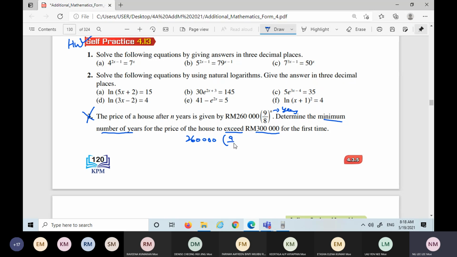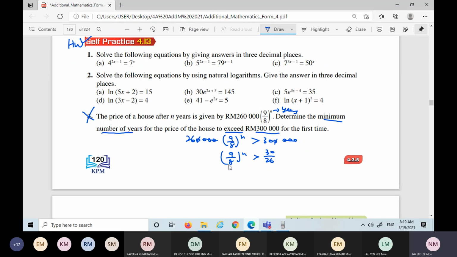The formula: exceed means more than 300,000. We do this first, then afterwards we analyze what the minimum n should be. First step, these 3 0s can cut, one more 0 can cut. The 26 moves to this side and becomes divide, so it's 30 over 26.